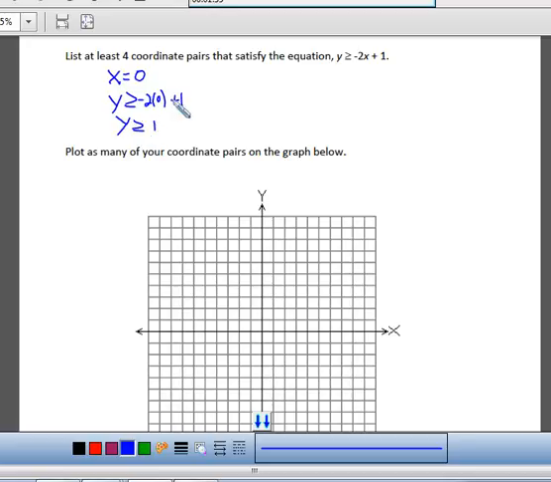So I want a number that is greater than 1. Why don't I choose 4? y equals 4. So the point (0, 4) fits this inequality. So I'm going to put that point on my graph. (0, 4). So 1, 2, 3, 4. Oops, sorry, that's (0, 3). This point, (0, 4), is part of the solution of this inequality.